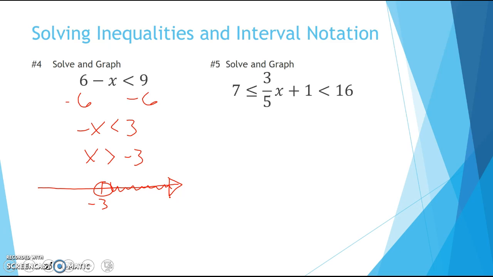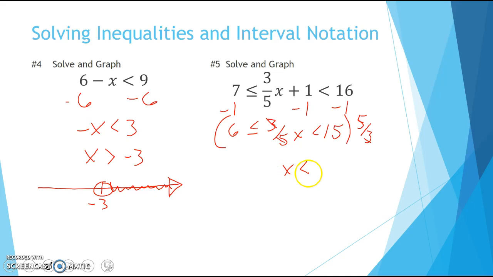If I do the same thing for number 5, the first thing I would do, this is kind of like a three-sided equation. I would subtract 1 from everything. So I'd have 6 is less than or equal to 3/5 x, which is less than 15. And then I want to get rid of the 3/5, so I'm going to multiply everything by 5/3. If I multiply everything by 5/3, the 3's will cancel and the 5's will cancel. So in the middle, I'll just have x.